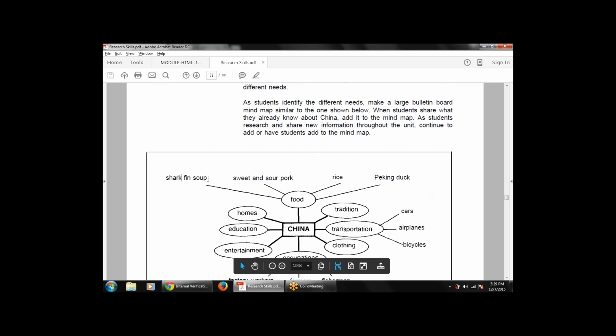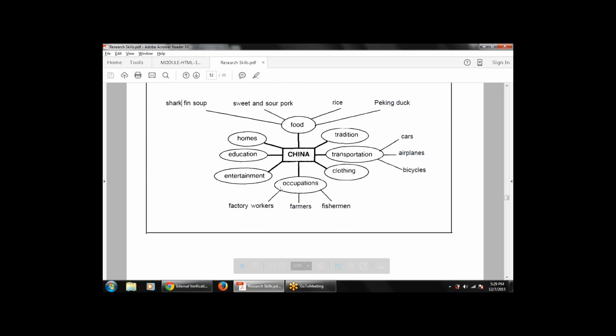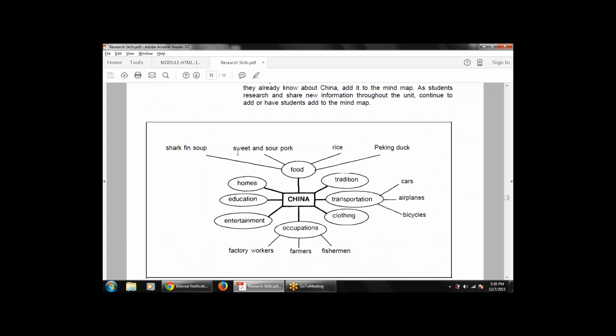This is a shark fin soup. This is one of the examples that is available over here. So this is the shark fin soup, sweet and sour soup, pork, then rice, then Peking duck. So this is the food. These are different types of food in China. These are the homes, education, entertainment, occupation. So these are the categories of China.